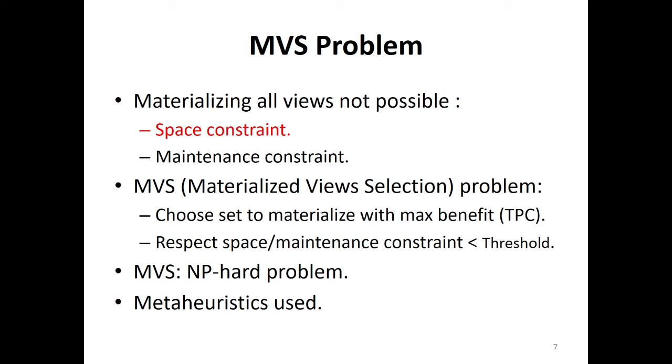Materializing all views is not possible due to two main reasons: the storage space and maintenance constraints. That leads us to the MVS problem, which is to choose among all views the set of ones that maximizes the benefit, or minimizes the total processing cost, when materialized. And of course, with respect to space or maintenance constraints, which cannot exceed a given threshold. For our work, we only consider the space constraint. The MVS problem is an NP-hard problem, therefore we use meta-heuristics to solve it.